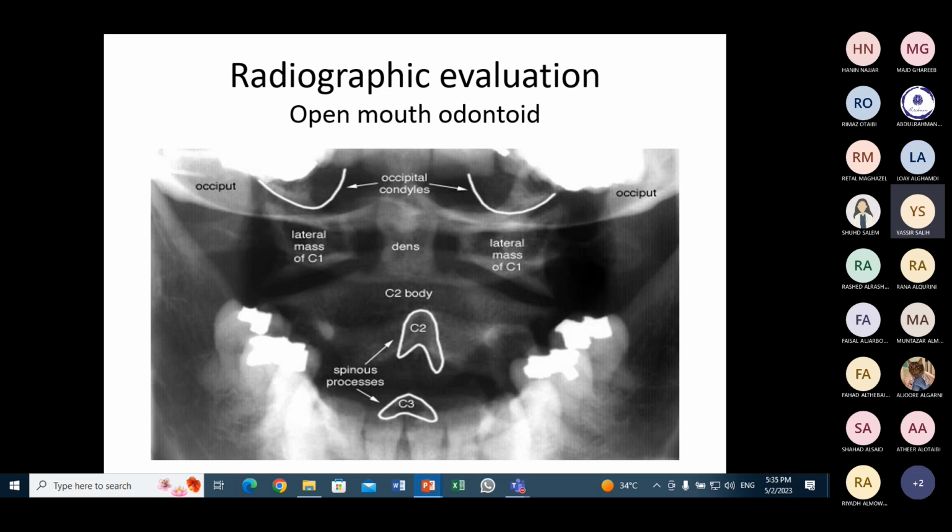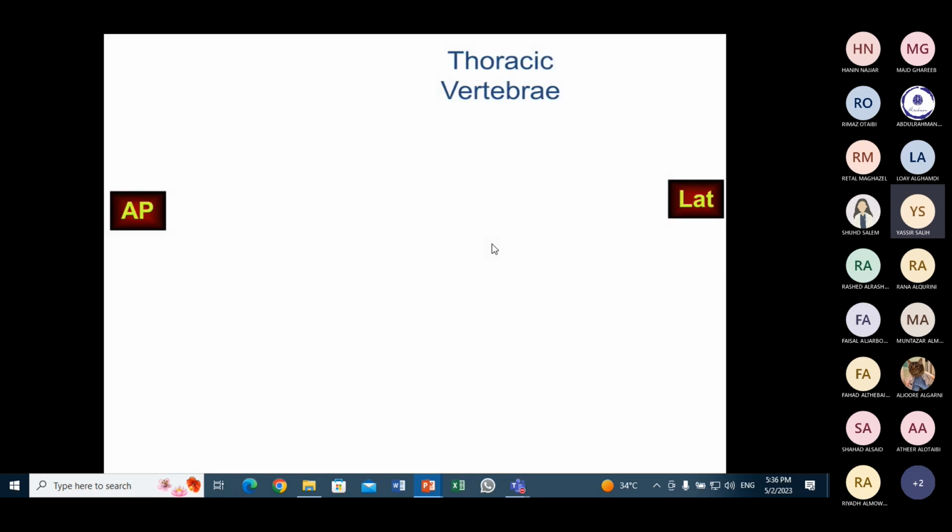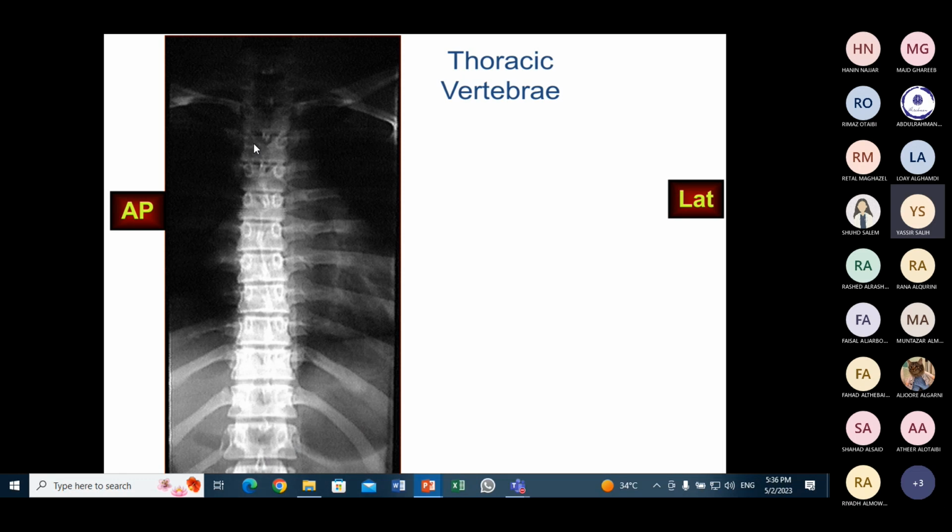This is optional, done when we are interested in assessing fracture of the dens or fracture of C1. The next part is the thoracic vertebrae. There are 12 thoracic vertebrae. This is AP. The thoracic vertebrae are connected to the ribs.